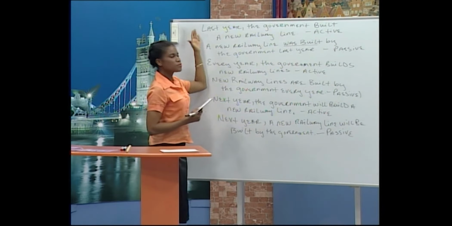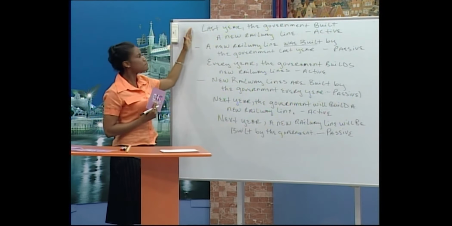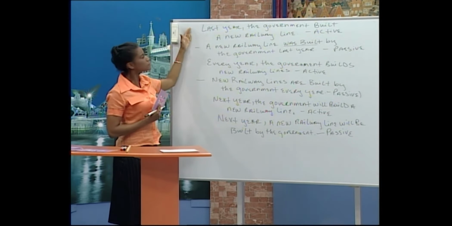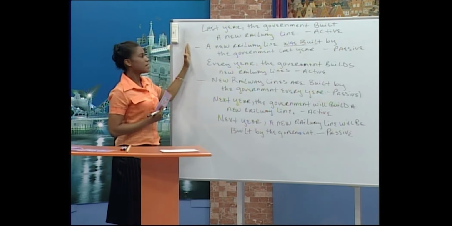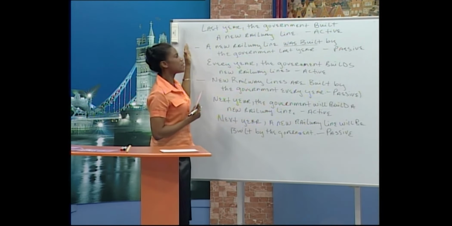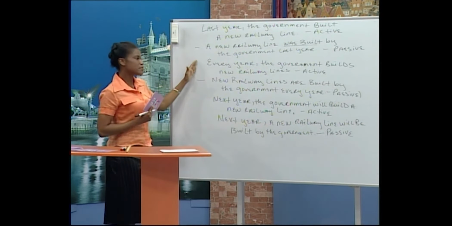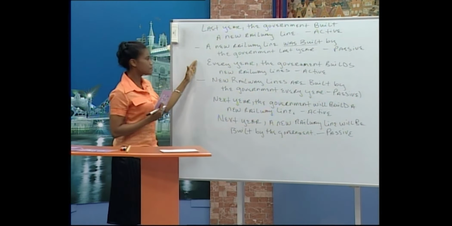Now let's review our work. Our first active sentence: last year, the government built a new railway line, in the past tense. Now we're changing it to a passive and it becomes a new railway line was built by the government last year. Our next active sentence in the present tense.